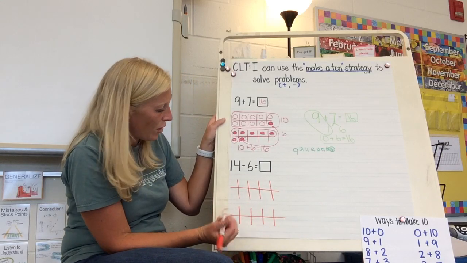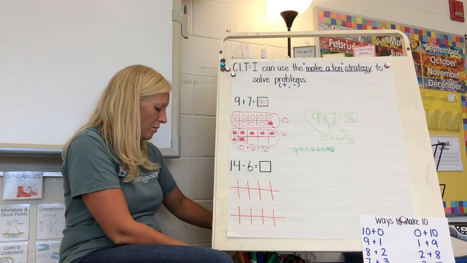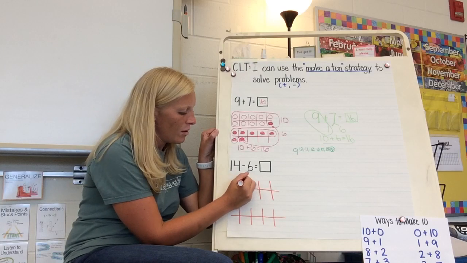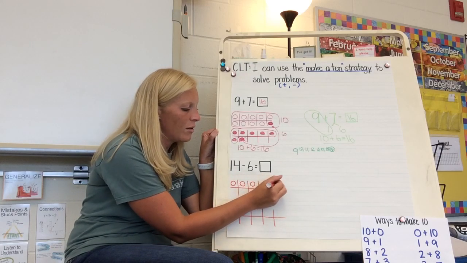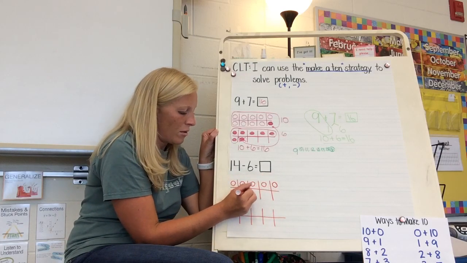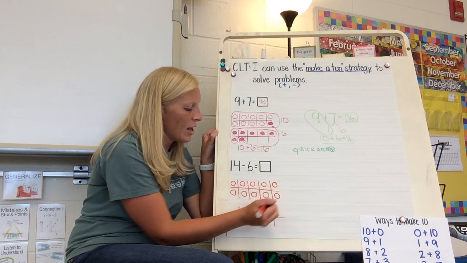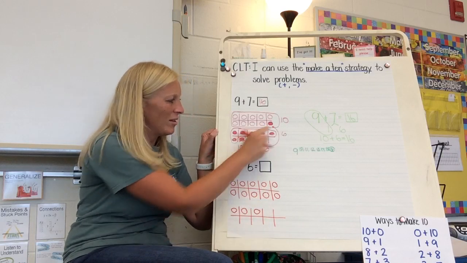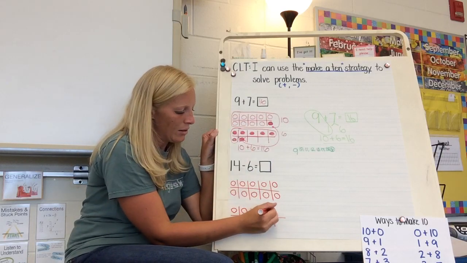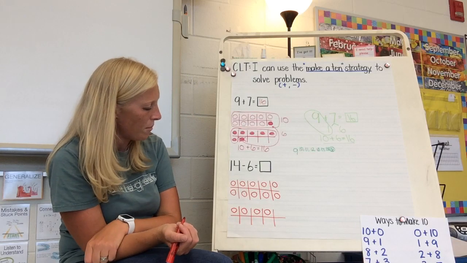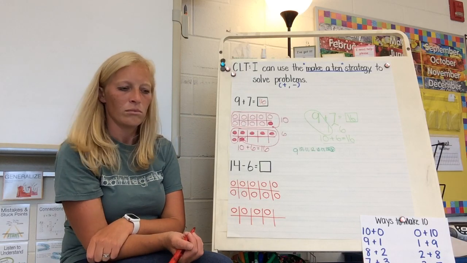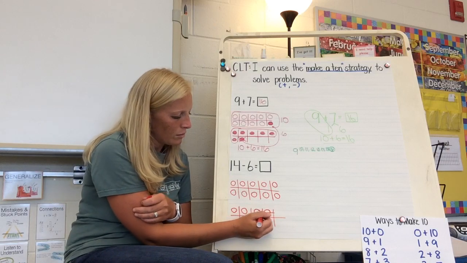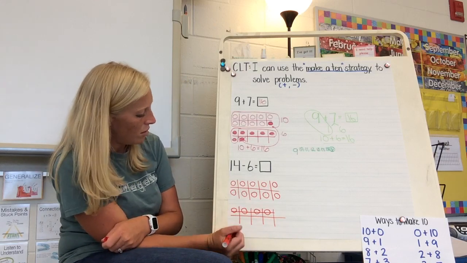Okay, what did you do first? And how did you show 14? A full 10 frame. Okay, and how many extras? And 4. Kind of like this one, a 10 and 6. Okay, and what did you do? Why did you just take away 4? Because it got you to a 10.